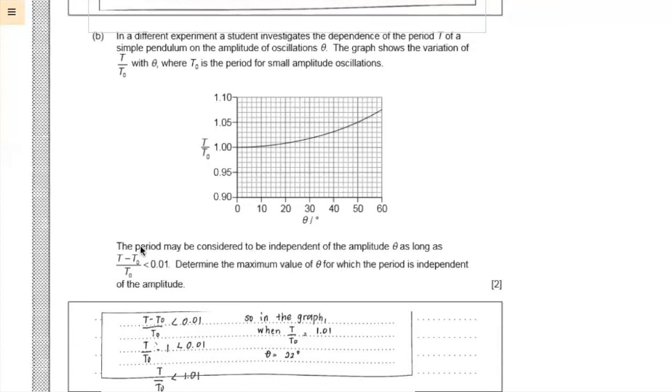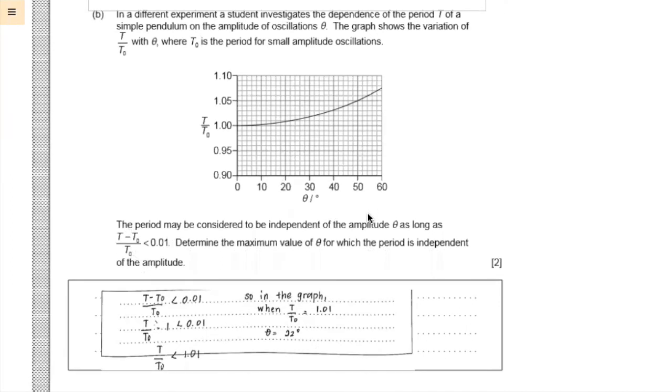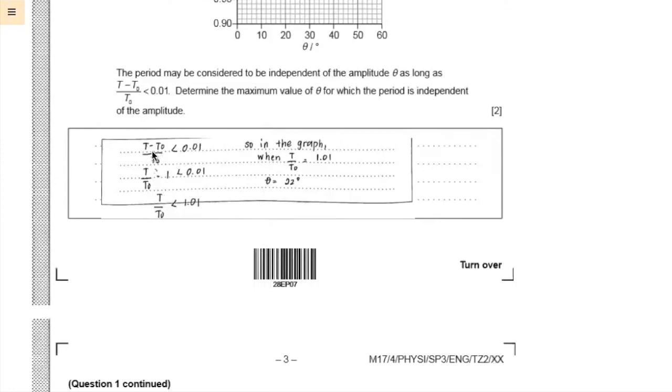So this is the condition. Again, this is the condition. Determine the maximum value of theta for which the period is independent of the amplitude. Again, it's independent of the amplitude. So you can see here, where will be the maximum value of theta?